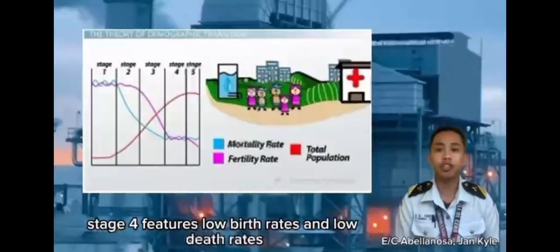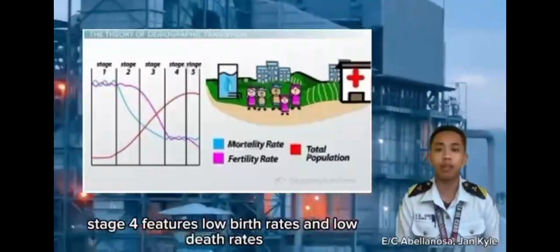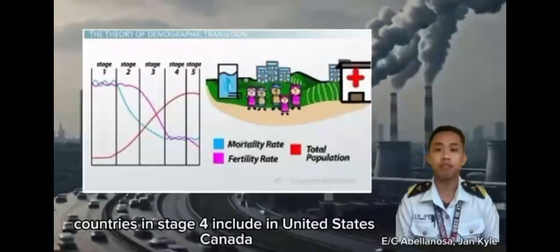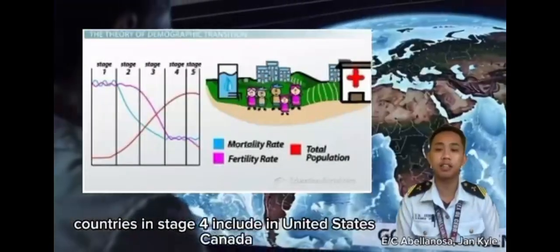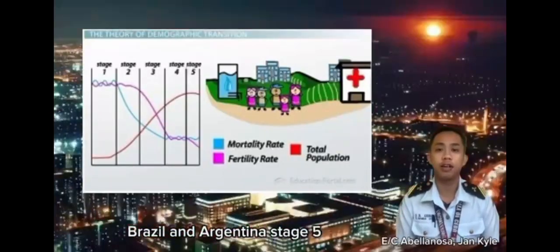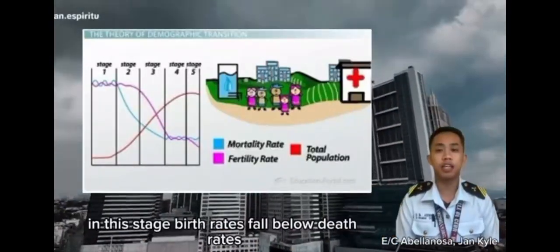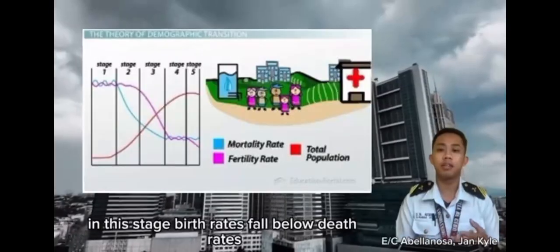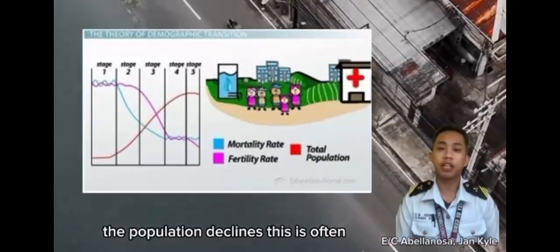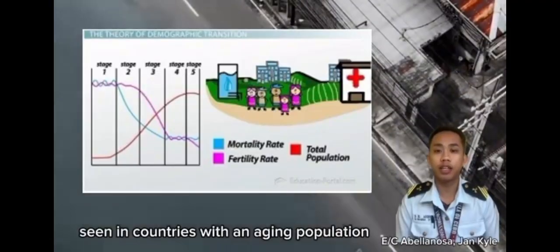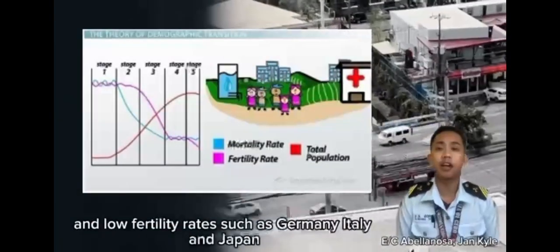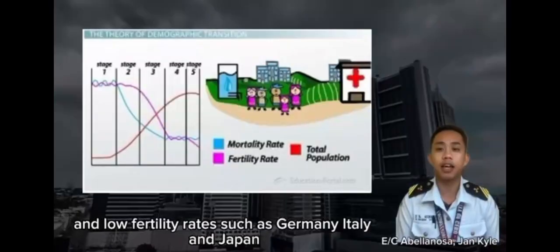Stage 4 features low birth rates and low death rates, leading to stable population growth. Countries in stage 4 include the United States, Canada, Japan, China, Brazil, and Argentina. Stage 5. In this stage, birth rates fall below death rates, leading to population decline. This is often seen in countries with aging populations and low fertility rates, such as Germany, Italy, and Japan.